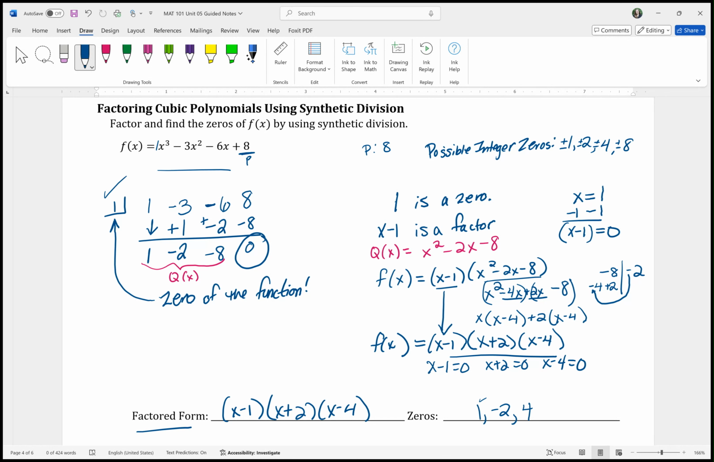That is what makes this example kind of nice, because the first number that we tried in synthetic division gave us a remainder of 0, but it does not always work like that. So let's do another example where it's not going to work out like that.